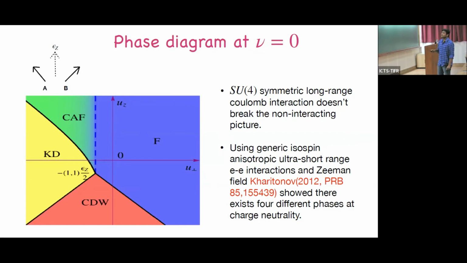So this ferromagnet phase is where both the A and B sublattices have the spin always pointing along the Zeeman field.